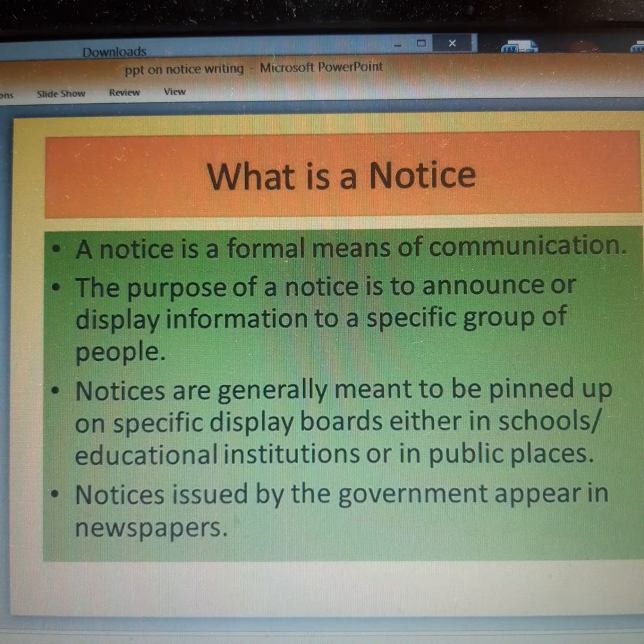Notices issued by the government appear in newspapers. For example, if on the eve of Republic Day parade there is a traffic diversion, so how will the common people come to know about it? The government issues a notice in the newspaper. So it comes as a written notice in the newspaper. Let's move on to the next slide, children.